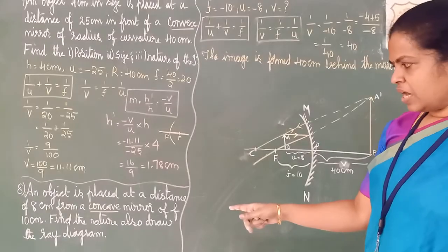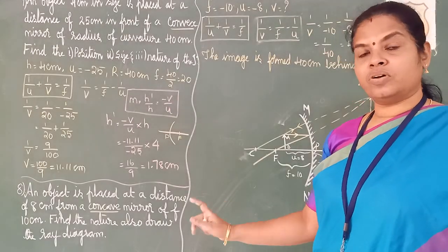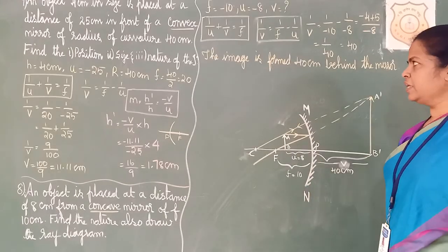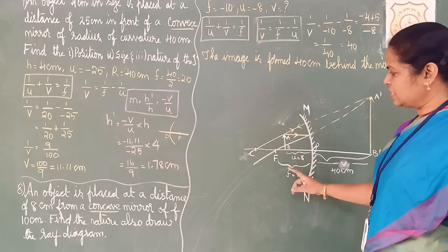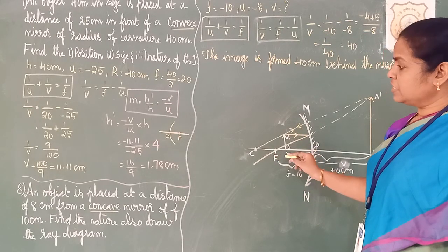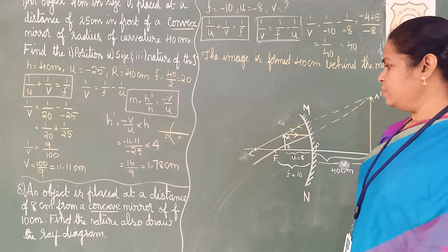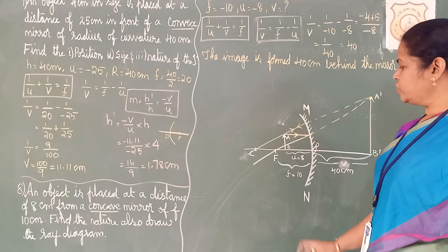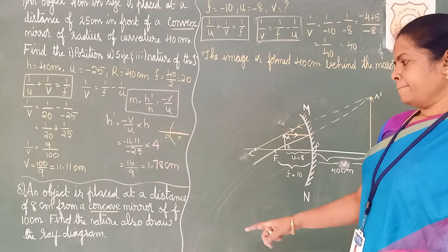See, they have also asked to find the nature and also draw the ray diagram. Okay, so it's a concave mirror, so you will draw a concave mirror. You should show all the values here. See, C, F and P we have taken. Then an object is kept at a distance of 8 centimeters. So that is u. Okay, so u is equal to 8 centimeters.